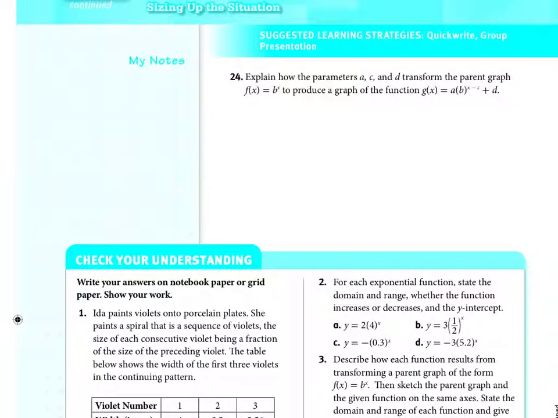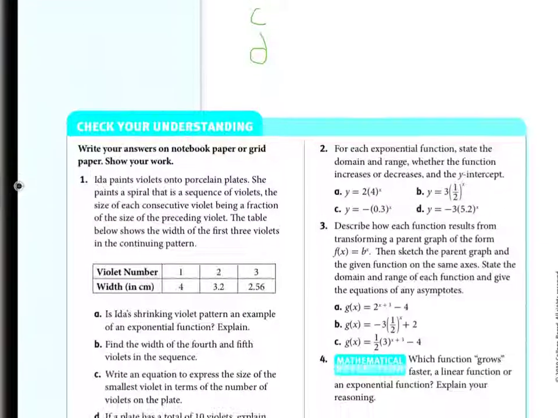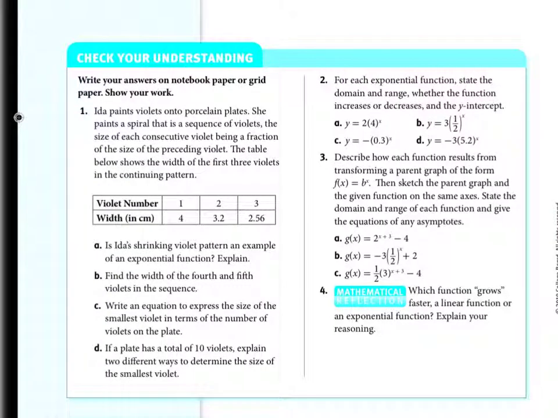So I want you, in your own words, to talk about what each of the things do to a parent graph. What does A do? That's the A in front. What is the C doing, and what is the D doing? I also want you to work through these problems to be prepared for our upcoming Check for Understanding. I would definitely make sure you've practiced 2 and 3.